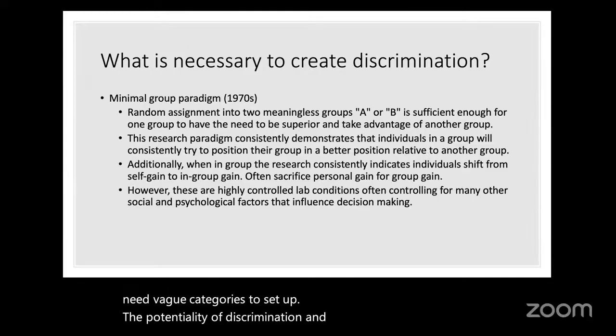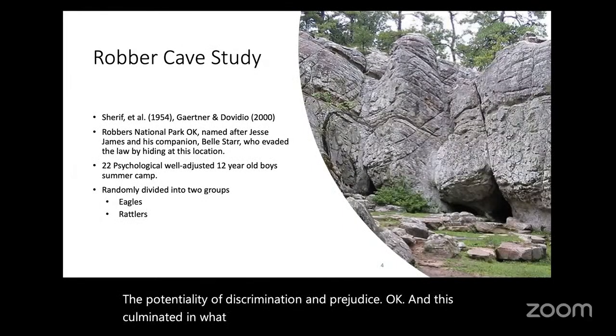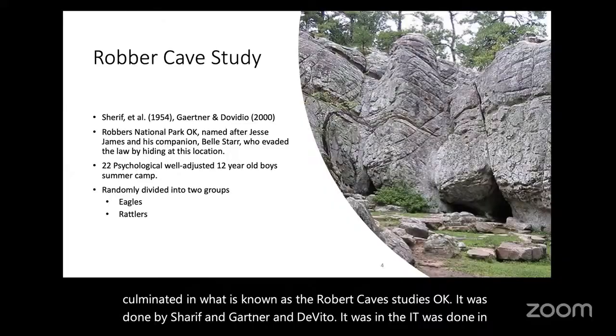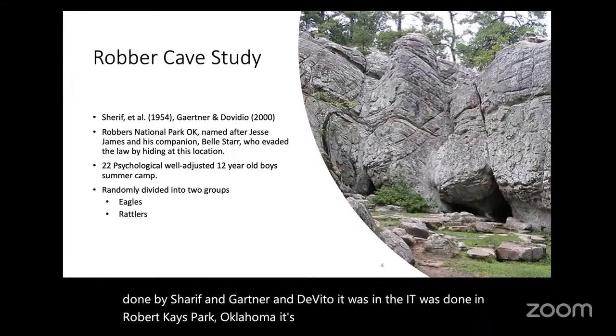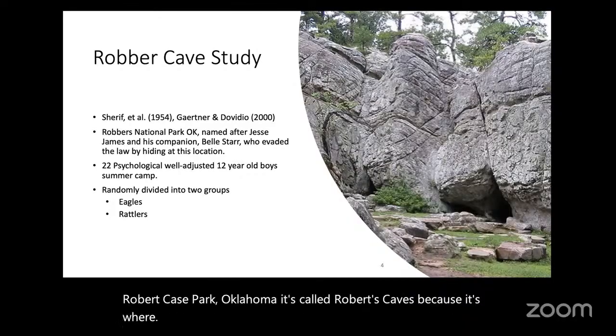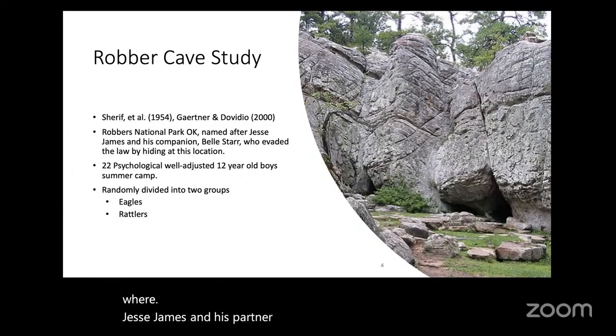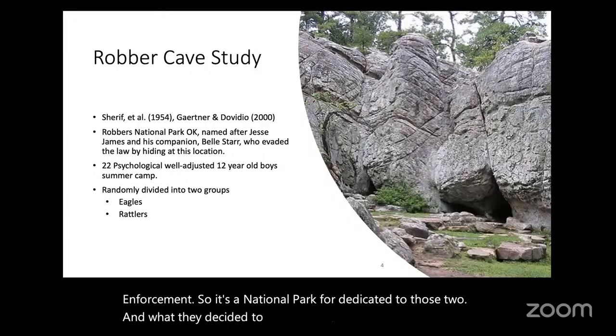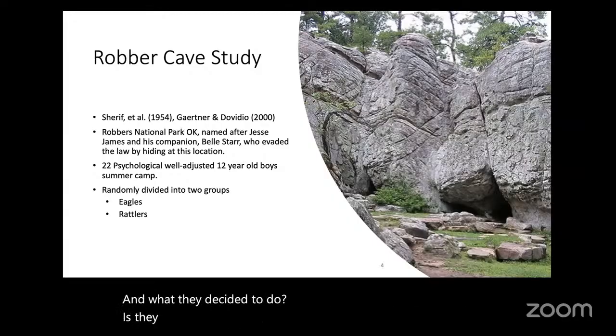And this culminated in what is known as the Robbers Cave studies. It was done by Sherif and colleagues in Robbers Cave Park, Oklahoma. It's called Robbers Cave because it's where Jesse James and his partner Belle Starr used to go hide from law enforcement. So it's a national park dedicated to those two. And what they decided to do is they took 22 psychologically well-adjusted 12-year-old boys.